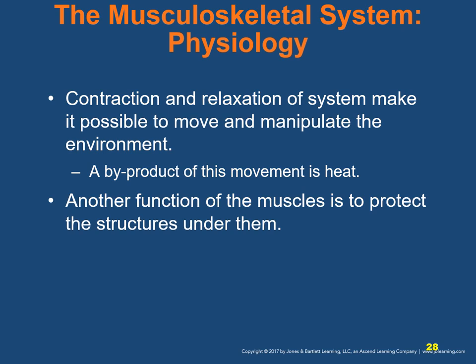Now let's talk about the physiology of the musculoskeletal system. Contraction and relaxation of the system makes it possible to move and manipulate in the environment. A byproduct of this movement is heat. When you get cold, you shiver, which is when you involuntarily shake muscles, and this helps to produce heat. Another function of muscles is to protect structures under them.